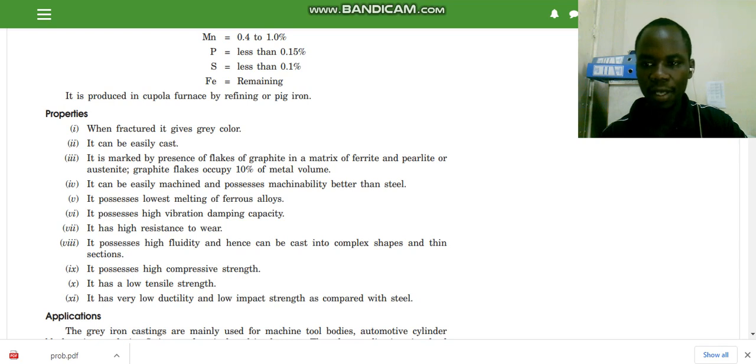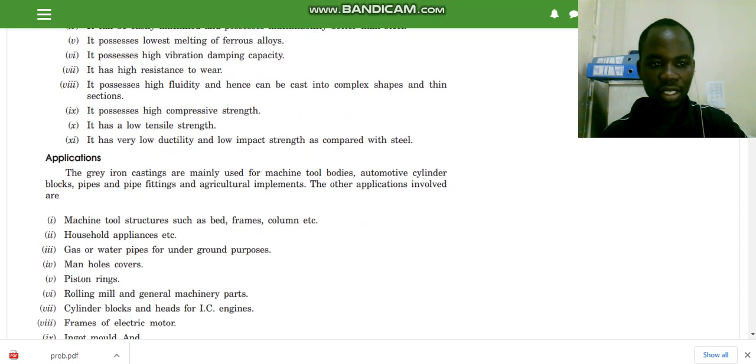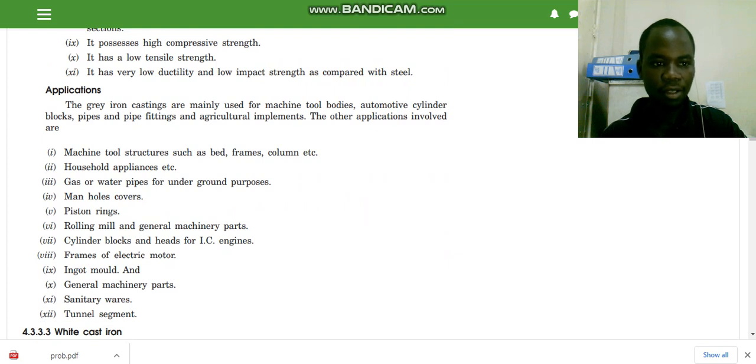So the fact that it's less ductile and has low strength makes it not suitable for some engineering applications where strength and ductility are a factor. So where can we use this type of cast iron? It's normally used in machine tool structures for making machine beds, frames, and columns. Used in household appliances. Used for gas and water pipes for underground purposes.